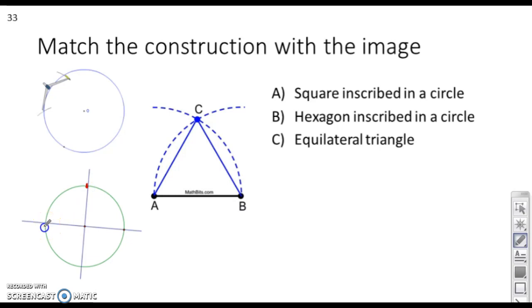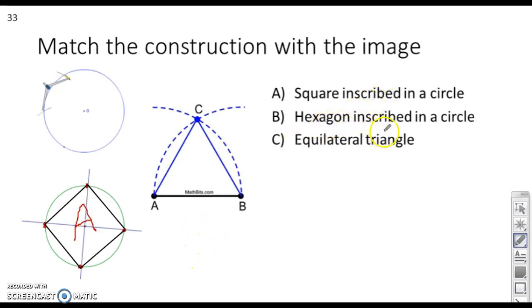And the answer would be this one, because if you think about these as your 4 vertices, then you could draw your square. So this image down here goes with A. That's a square inscribed in a circle.